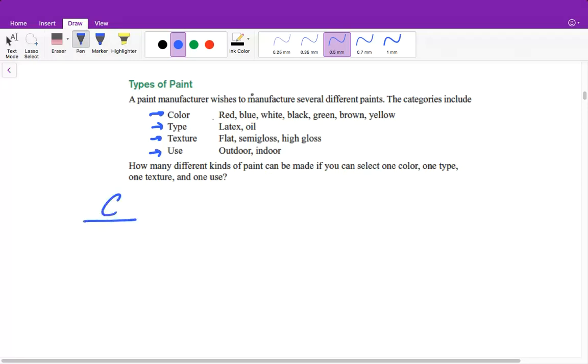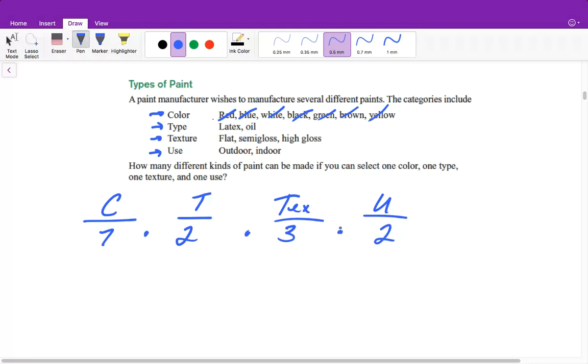Well, for color, we have 1, 2, 3, 4, 5, 6, 7 options, so we can pick 7 different things from our color. From our type, we can pick 2. From our texture, we can pick 3. And from our use, we can pick 2. What we need to do then to figure out the total number is multiply these together. So 2 times 2 gives me 4. 4 times 3 is 12. 12 times 7 is going to give me 84. So there are 84 different types of paint that we can make based off of these colors, types, textures, and uses.